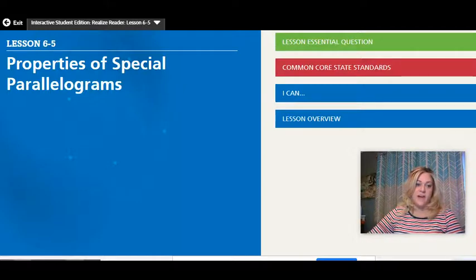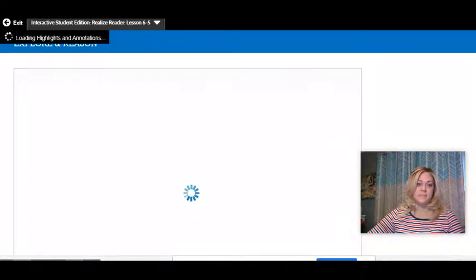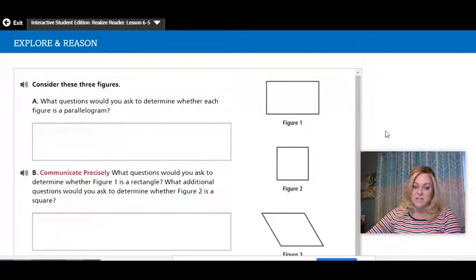Lesson 6.5, Properties of Special Parallelograms. This lesson starts out and has you justify or explain properties by asking some questions.